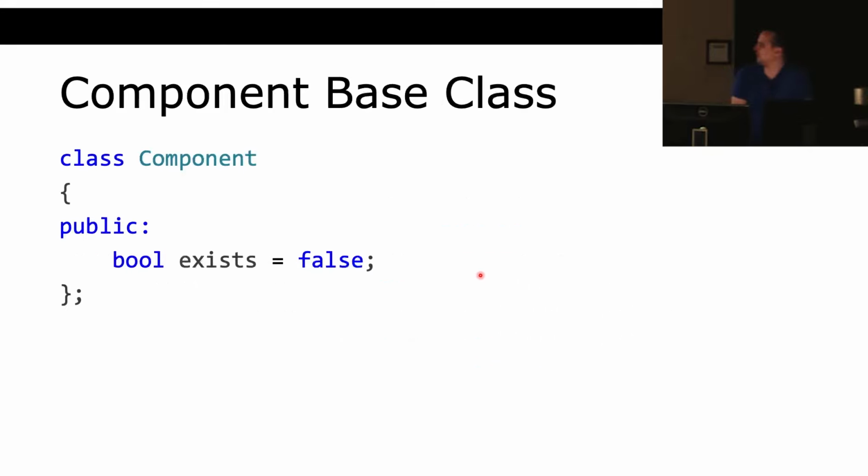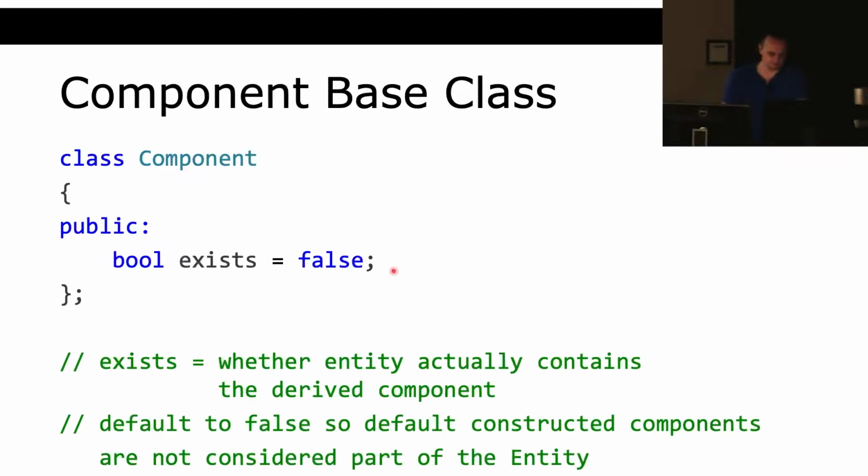But for now, what we're going to do is the base class component is just going to have this exists Boolean. And so every single component now gets this variable that we can get and set for free. So exists is whether or not the entity actually contains that derived component. And by default, it's set to false, so that if we haven't explicitly added it, we don't think it's there.